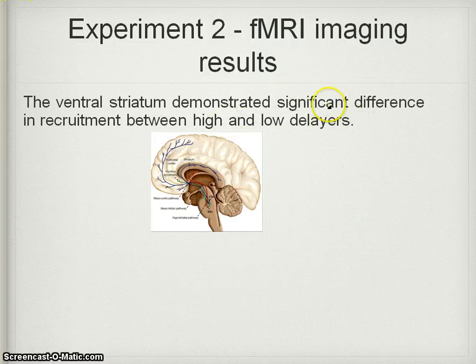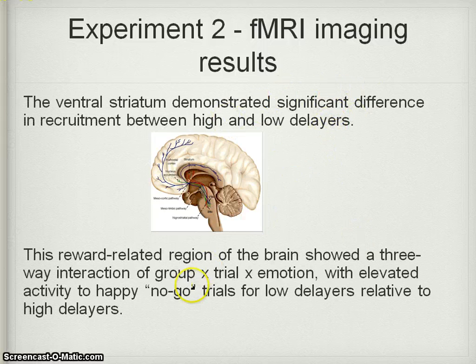The ventral striatum demonstrated significant differences as well. So the reward-related group showed a three-way interaction, group, trial, and emotion. And what that means is elevated activity in the happy no-go trials for the low delayers. So although the low delayers were having lower activity than the high delayers in the frontal lobe, in the ventral striatum, they were having much higher activity for those no-go trials. The reward, the impulses were kicking in.